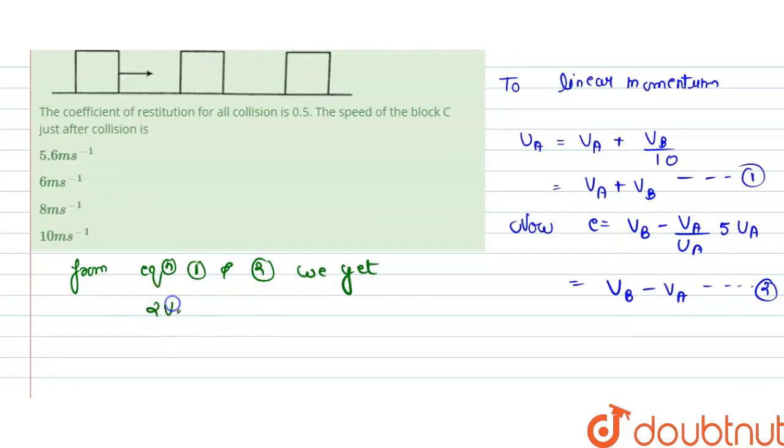2vB equals 15. So the value of vB is 15 by 2.